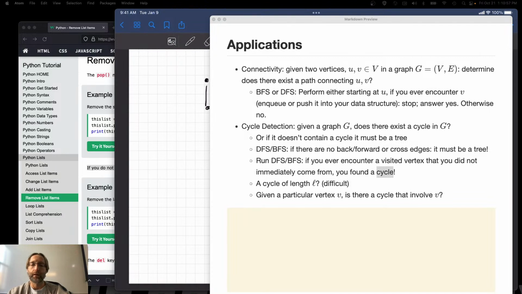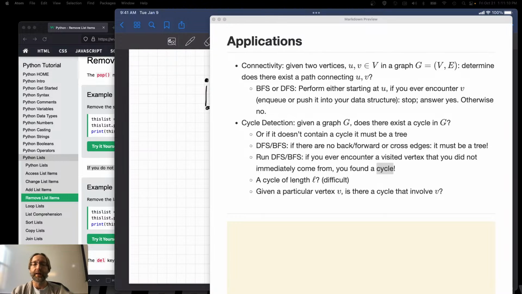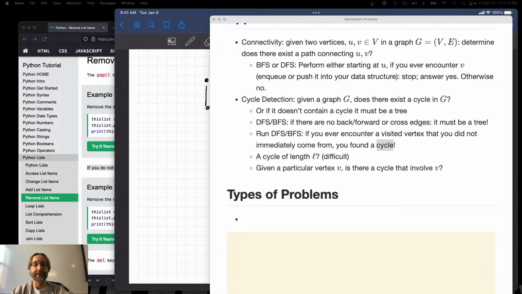So by a cycle of length L, do you mean find the cycle of that length? Well, find a cycle or give me a cycle. Remember, this gets into a preview of what we'll do next time, as an aside. Types of problems: you can have what are called decision problems, which are yes or no questions. The question there would be, does there exist a cycle of length 5 or length L?